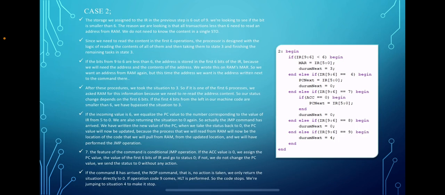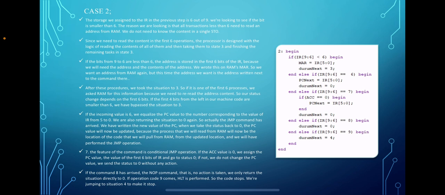Case 2. For the instruction we assigned to the IR in the previous step, we are looking to see if the 6 out of 9 bit is smaller than 6. The reason we are looking is that all transactions smaller than 6 need to read an address from RAM. We do not need to know the content in a single STO.